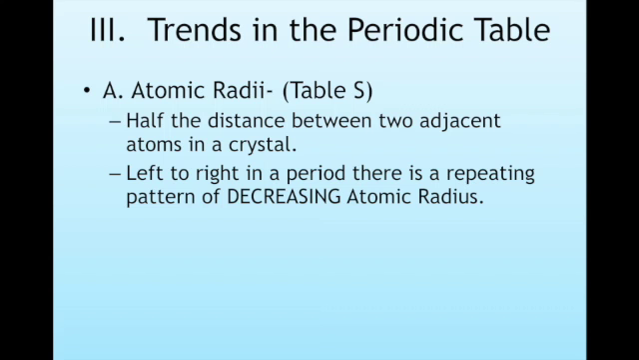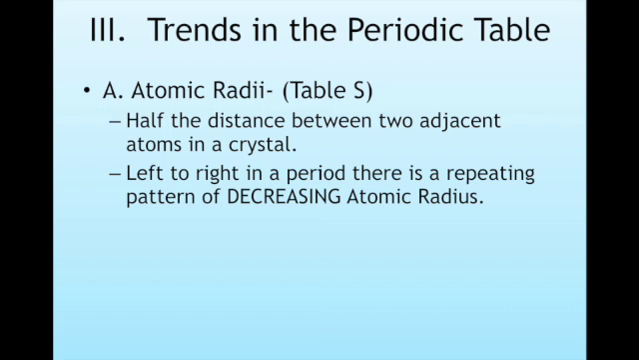We're noticing the pattern, though. The pattern on the periodic table is that as you go from left to right in a period, there's a repeating pattern of decreasing atomic radius. That means the atomic radius is going down. So we're seeing that the atom is actually getting smaller as we go from left to right along the period.